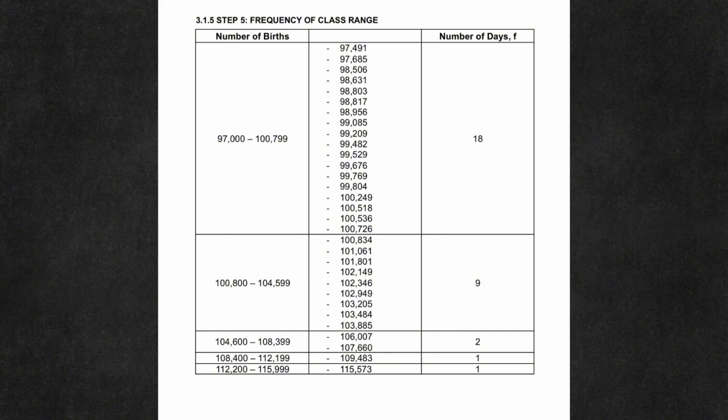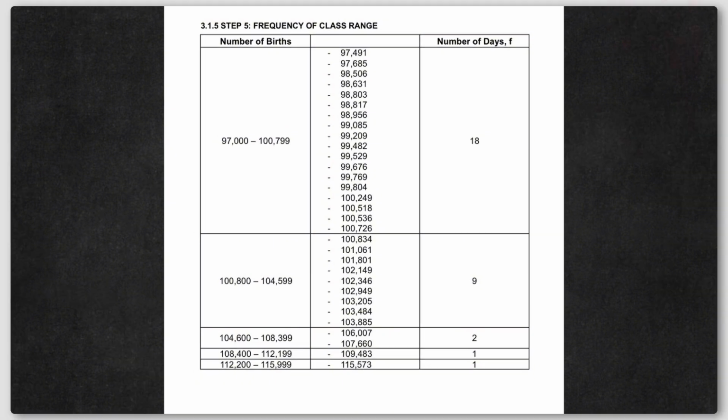In conclusion, 31 observations of daily birth totals were analyzed and grouped into 5 class intervals. The highest frequency occurs in the first class interval, which contains 18 observations. This shows that most daily birth totals fall between 97,000 and 100,799 births. As the number of births increases, the frequency decreases, indicating that higher birth totals occurred less frequently during the period studied. Thank you, and I will pass to my friend to continue.